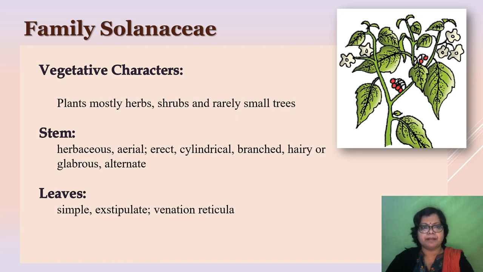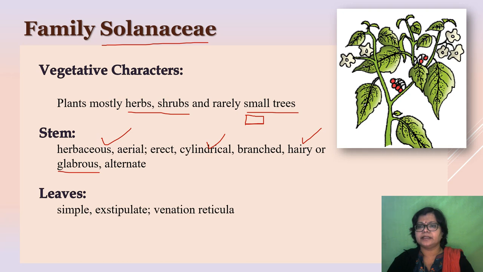With the help of one example, family Solanaceae, I will discuss it. Solanaceae, here the members are mainly herbs, some are shrubs or rarely small trees. That is, first we have to write down the habit. Now the stem. Stem, it is green in color, herbaceous, aerial, erect, cylindrical. Sometimes instead of cylindrical we find, for example, Ocimum sanctum, tulsi, that is square, not cylindrical. And the stem is branched and it is hairy. On its surface, hair is present. That's why it is called glabrous.